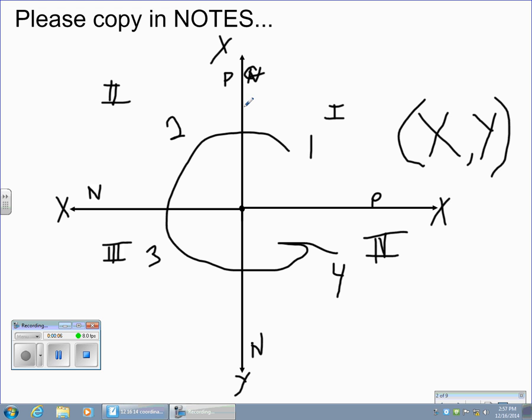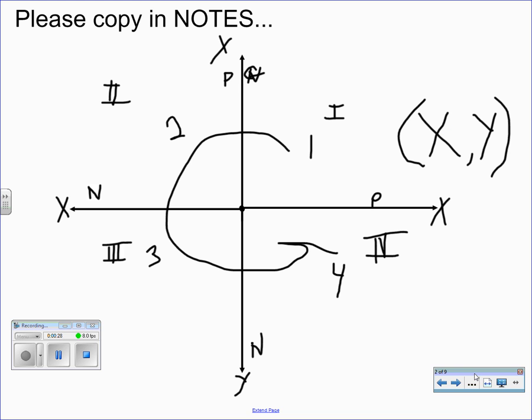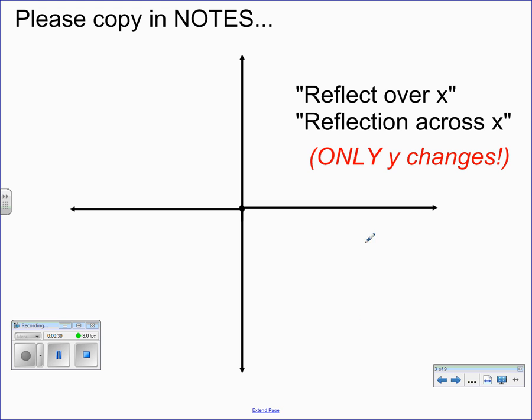Continue this review. We left off with the quadrants and the fact that x is positive on the right, negative on the left, y positive going up, negative going down. When you're given these numbers in parentheses, they're an ordered pair. X is the first one, y is the second one. One of the things we'll do is reflections, and tonight's homework has that in it.